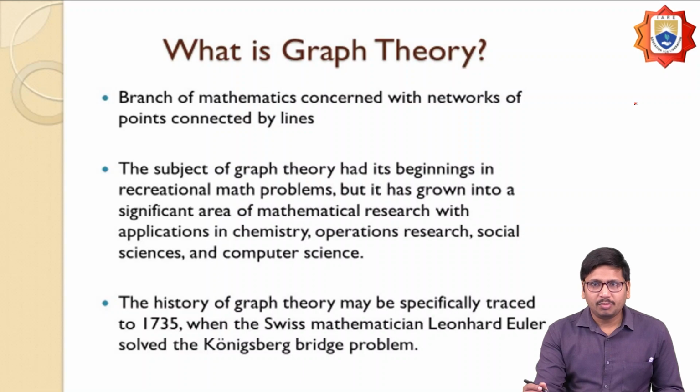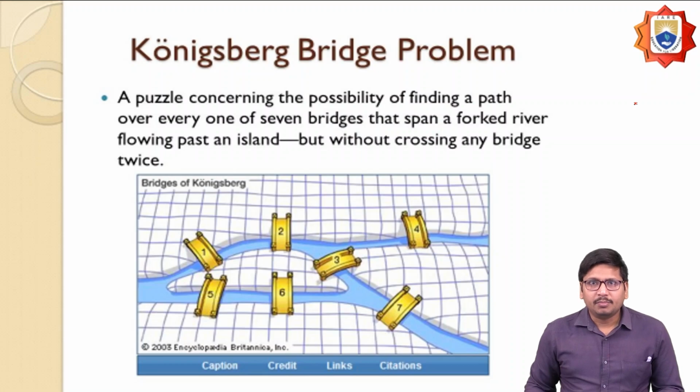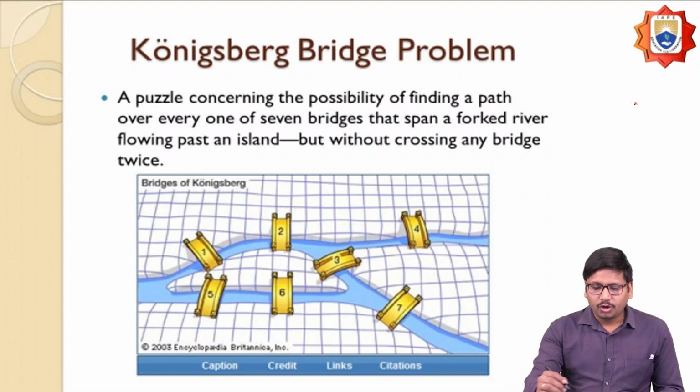The history of graph theory can be traced to the Königsberg bridge problem, which was solved by Euler. This is a puzzle concerning the possibility of finding a path over 7 bridges that span a river flowing past an island, without crossing any bridge twice. For that problem, we design it in the form of a graph, and this problem was solved by Euler. This is the city, where the river is flowing across various parts of it, and how can we solve this?